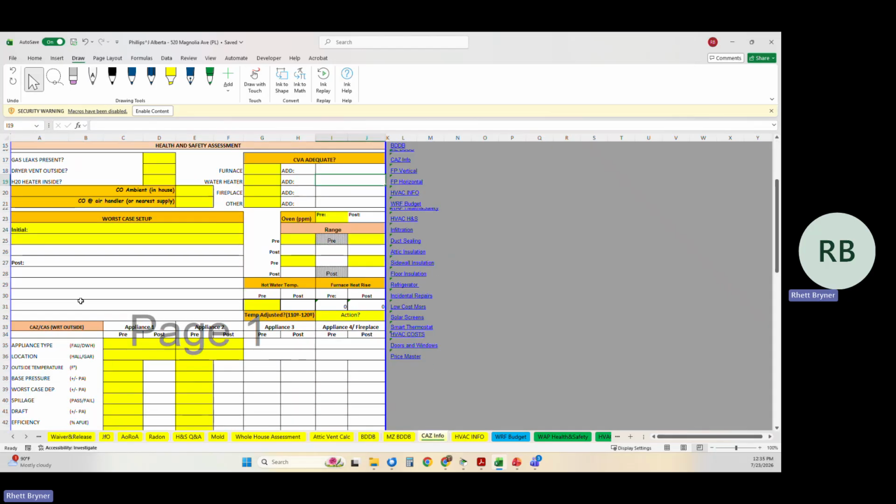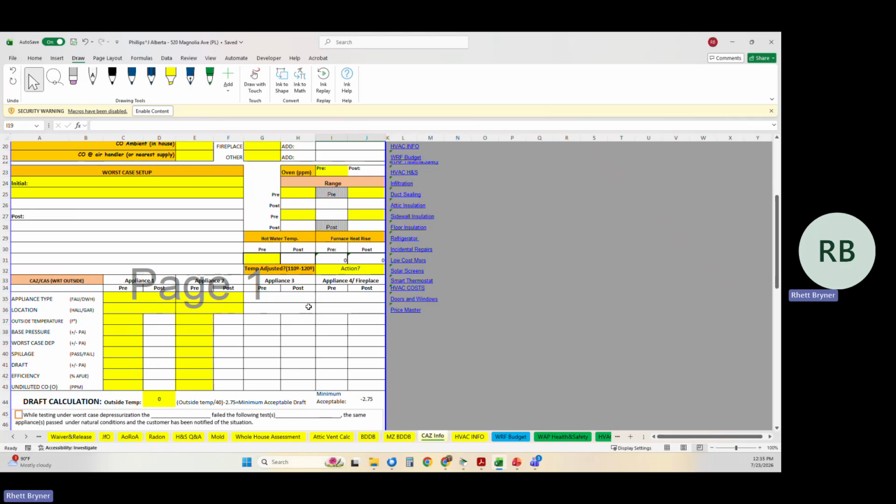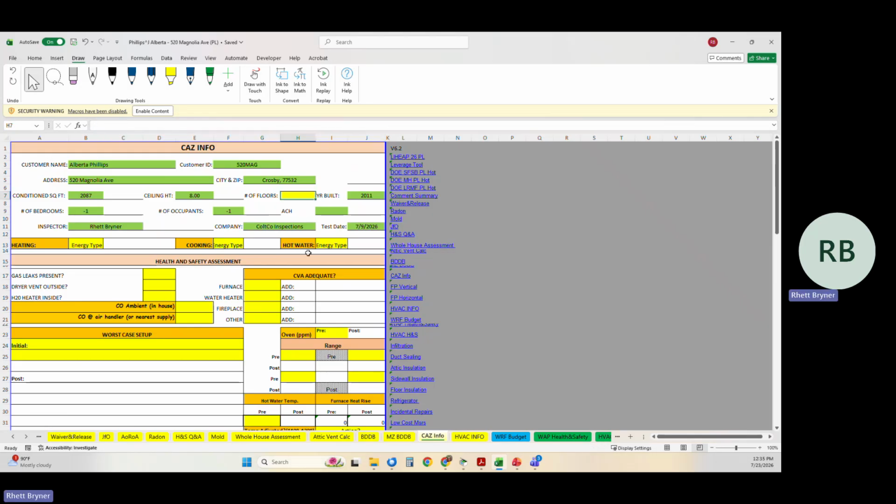All right, so I did go through and I highlighted yellow all the things that need to be filled in on every report. Some of this is going to expand. For instance, down here you've got appliances. If you have 2 appliances, you'll use it here. If you have multiple, obviously you can use the rest of the space here. All right, first off, how many floors does the house have? This one had 1. Heating type, what kind of heat does the house have? In this case, it was natural gas.